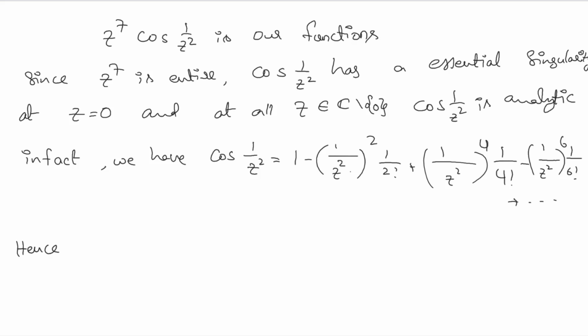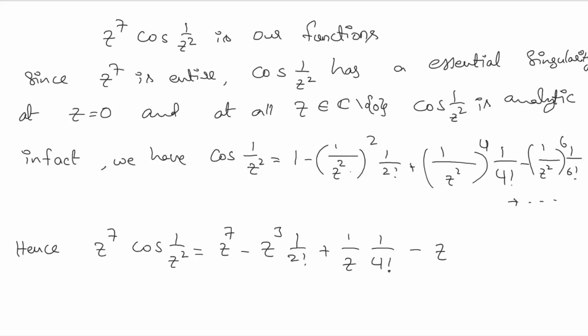Hence z to the power of 7 times cos(1 divided by z square) is nothing but z to the power of 7 minus z cube times 1 divided by 2 factorial, plus 1 divided by z to the power of 8 times z to the power of 7, which is 1 divided by z, times 1 divided by 4 factorial, minus 1 divided by z to the power of 5 times 1 divided by 6 factorial, plus and so on. Of course, we don't need the terms containing powers beyond 1 divided by z.